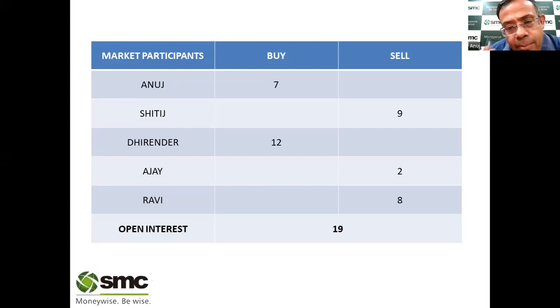That means on a combined basis, the total open interest is only 19, because they have not really closed their positions. So open interest is any open position which has not been settled in the market. In total, there are 19 open positions in the market on a combined basis from the buy side as well as from the sell side. So combined 19 positions.